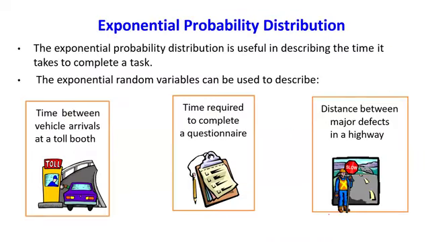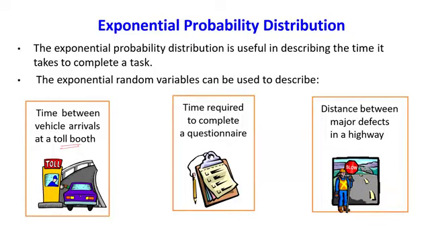Now coming to the exponential probability distribution. This exponential probability distribution is almost the opposite of the Poisson distribution. In the Poisson distribution, we fix the time and then find out the probability of the events occurring. Here, in the exponential probability distribution, we are measuring the time between two events.